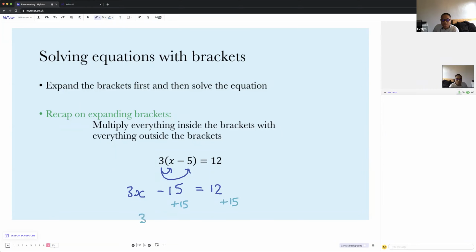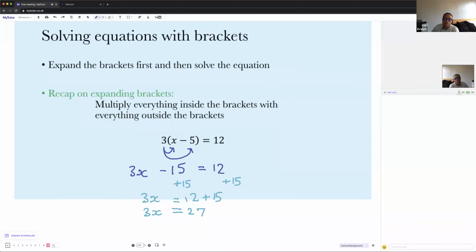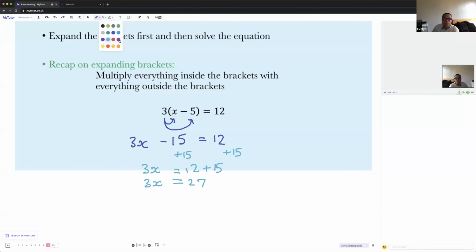So I'm left with 3x on the left-hand side. And then on the right-hand side, I've got 12 plus 15. 12 plus 15 is 27. So I've got 3x equals 27. And the last step to do is get rid of that 3. So we're going to divide by 3 on both sides. So we're left with x equals 9. So well done for you guys who got 9. Brilliant.